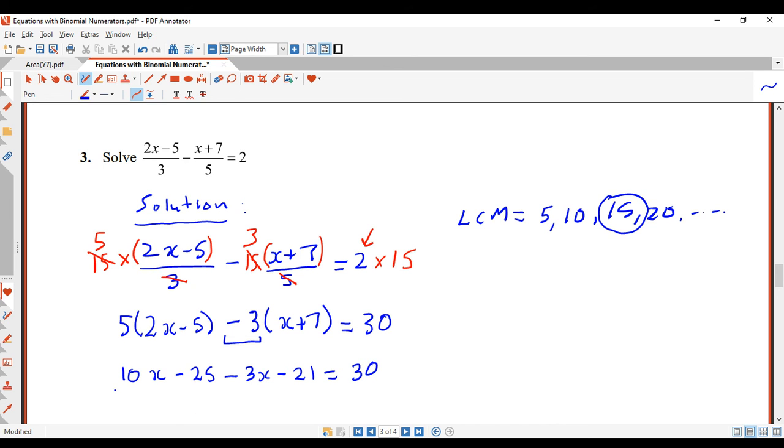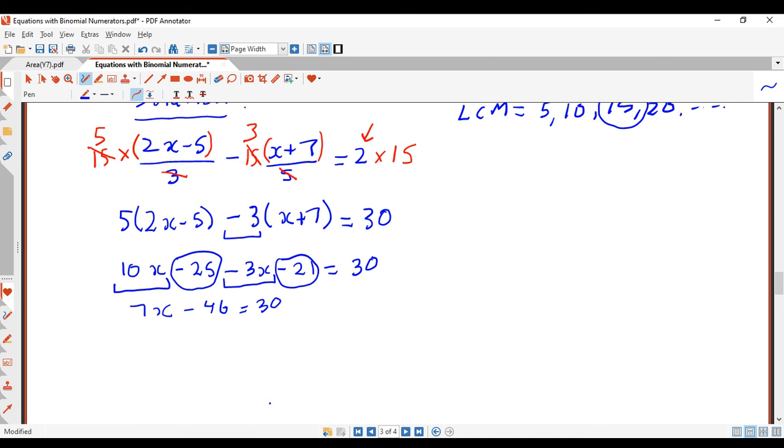Now, we're going to look at the like terms here, 10x, and this is negative 3x. Now, 10x take 3x is just 7x. Okay, next we're going to look at the other like terms. So we've got negative 25 and negative 21. Negative 25 take 21 is negative 46. And that's equal to 30.